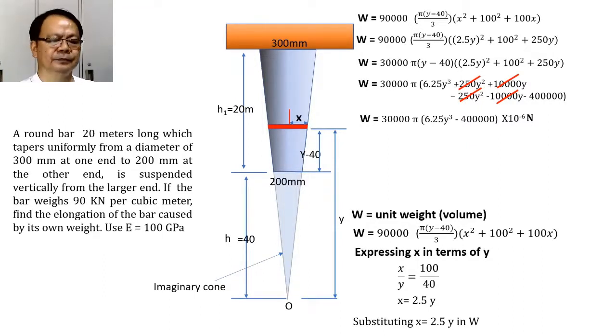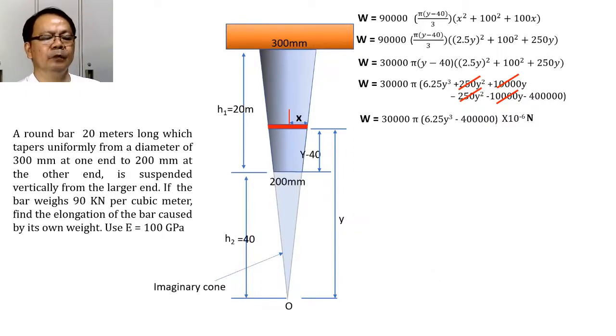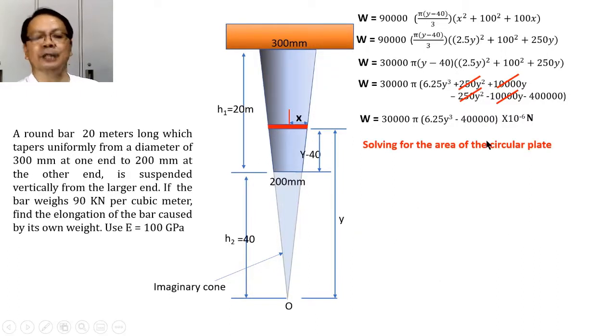Take note that this W is the one causing deformation on the very thin plate. Now, what about the area? If we are to solve for the area of the circular plate, we know that the area will be in the form of a circle having a radius equal to x at that point of y measured from the apex. And therefore, our area becomes simply equal to pi times x squared. But again, what is our x? If we substitute the value of x, which is equal to 2.5y, our area becomes equal to pi times the quantity 2.5y squared.